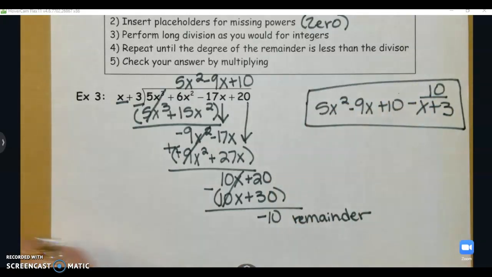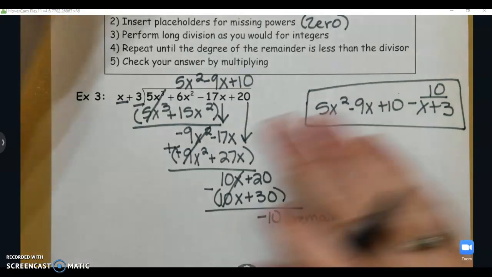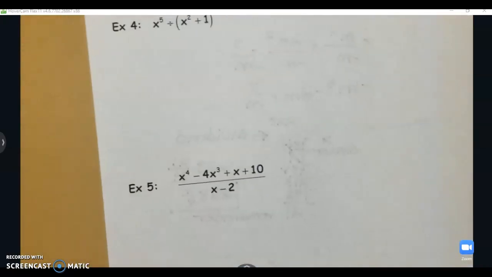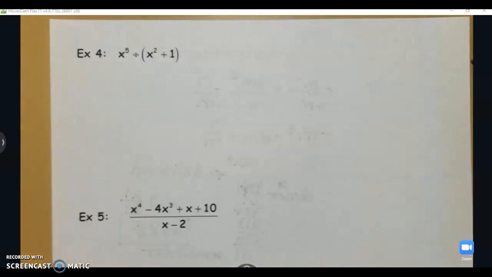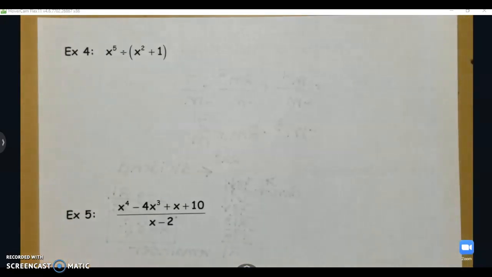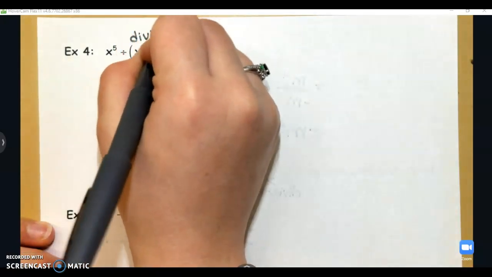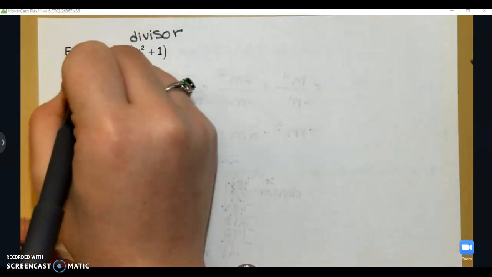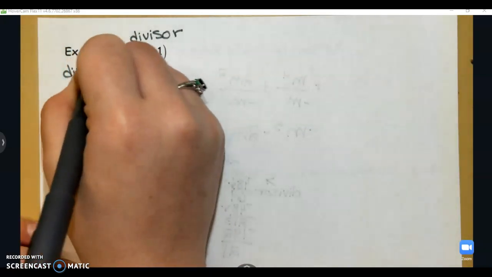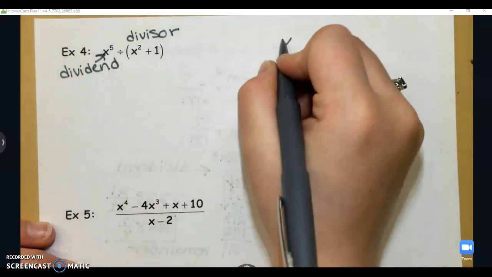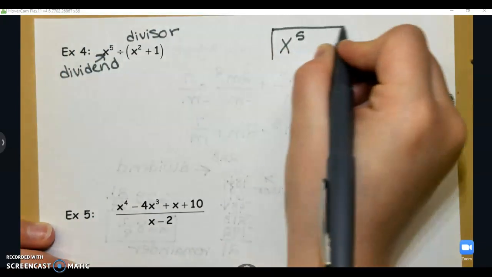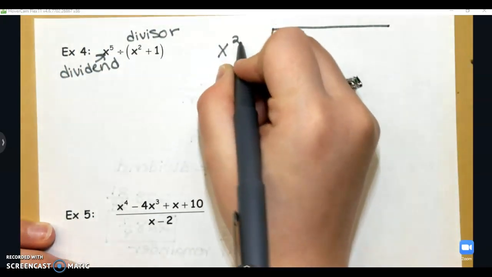So it's the exact same process as what we did on example 2 with the integers, but we're doing it with terms and x's. Okay? So let's do this again. We're going to go on to the back side and looking at example 4. We've got x to the 5th divided by x squared plus 1. So this is our divisor. This is our dividend. And remember, the dividend goes inside the house. So x to the 5th divided by x squared plus 1.